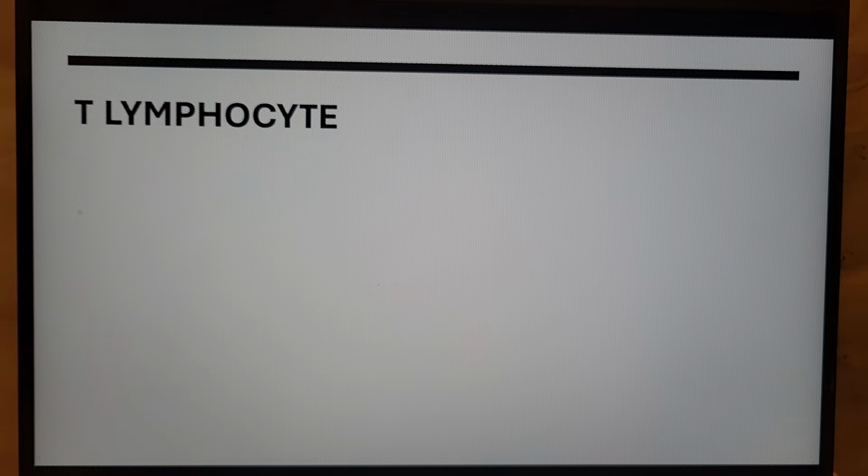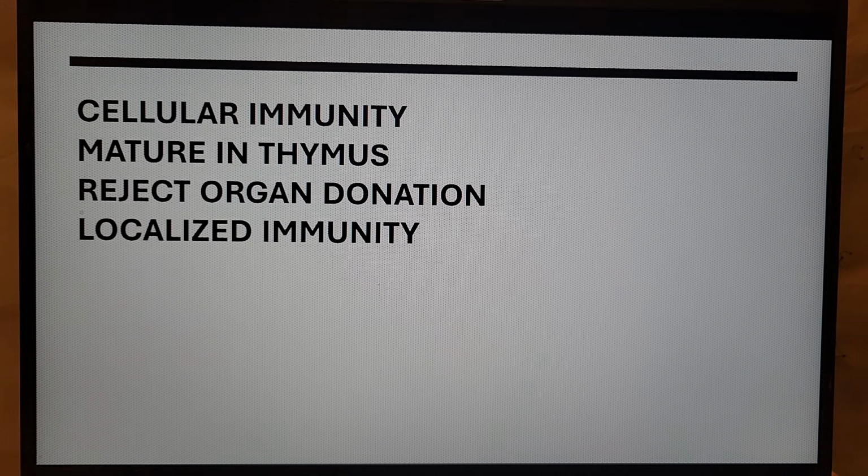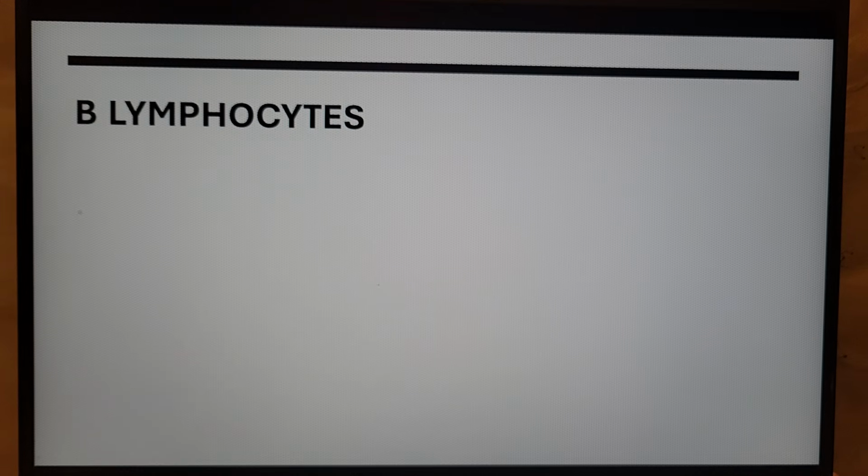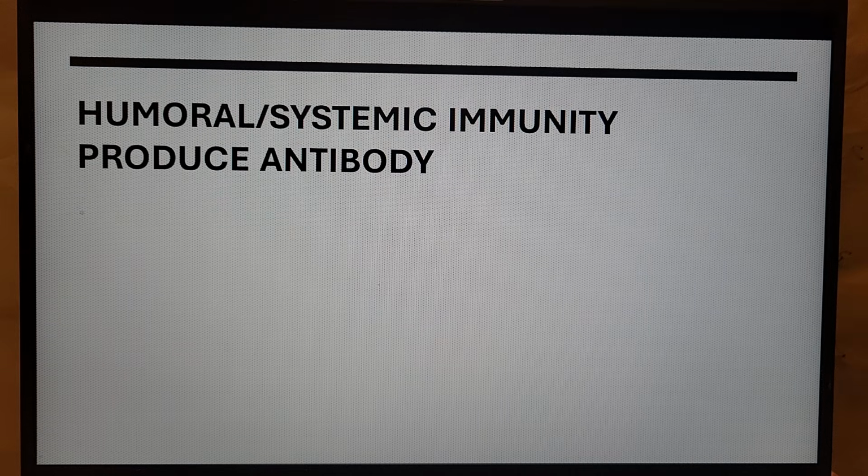So T lymphocyte again, cellular or localized immunity, matures in the thymus, that's why I call it T lymphocyte, and is responsible for organ donation rejection, right? When somebody rejects the organ donation, that's because of the T lymphocyte. So this is cellular localized immunity. And B lymphocyte produces the antibody. Antibody is inside the blood, it's everywhere. So that's why we call this humoral or systemic immunity, right? So B lymphocyte plasma cell is responsible for humoral systemic immunity.